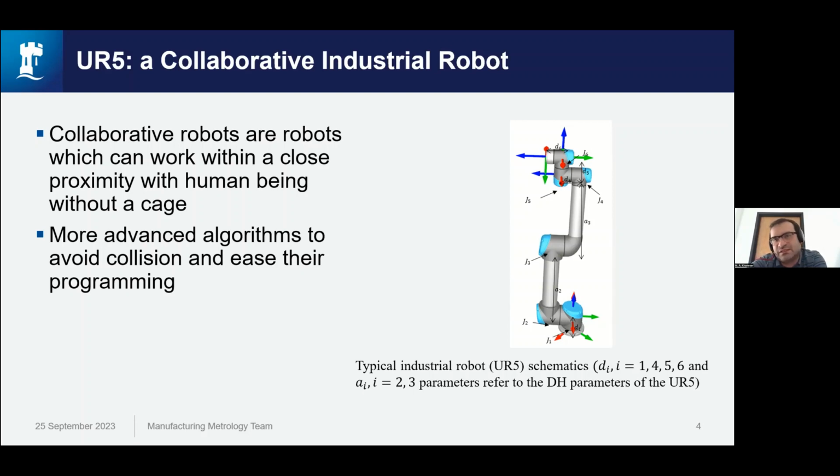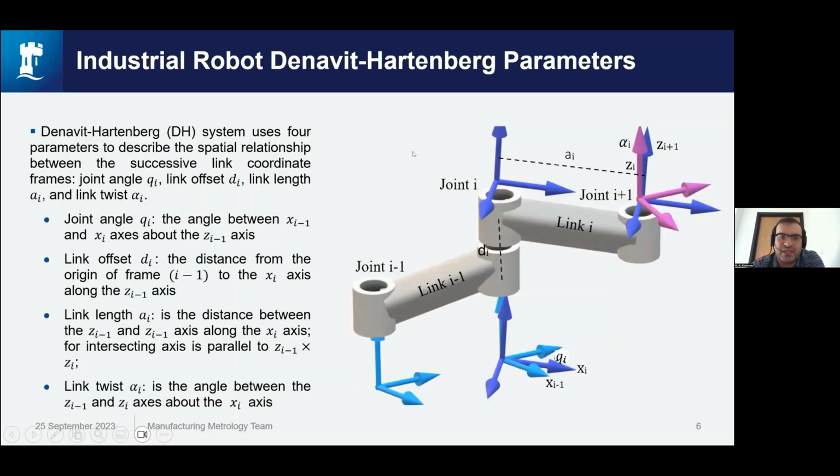As you can see here, this industrial robot is a collaborative robot, a cobot. So it is capable of moving around, and it uses some special algorithms to avoid collision and ease its programming.